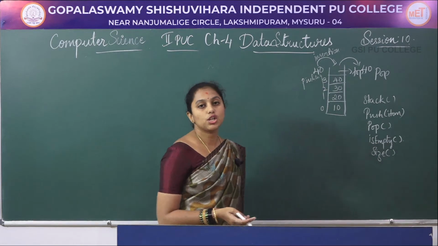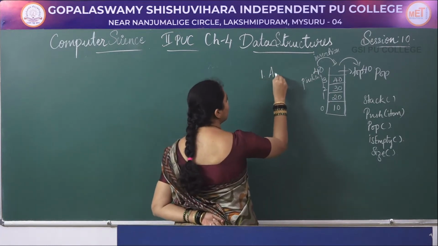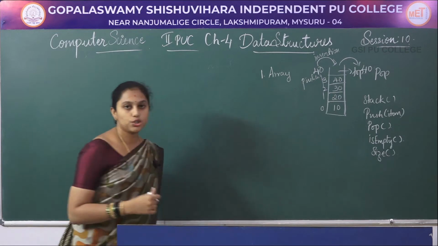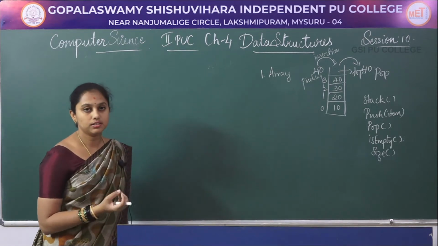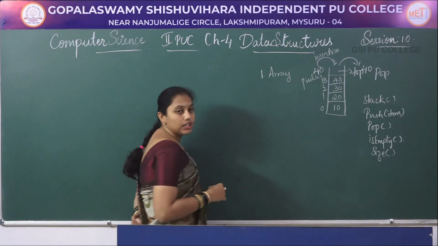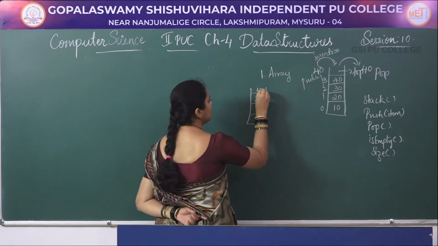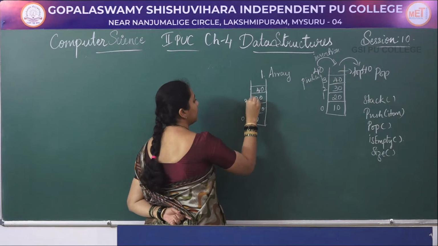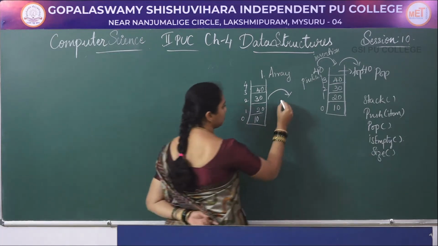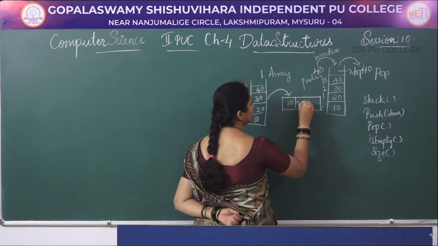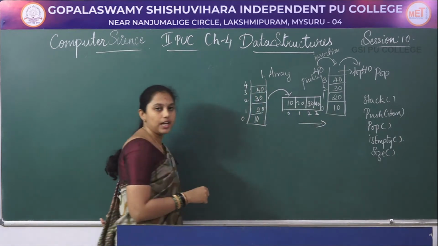When it comes to the representation of stack, there are two types. The first one is array representation of stack. In array representation of stack, the size of the array is fixed. So here we are storing the items of stack in an array. See, the stack contains 10, 20, 30 and 40 as its items. So we are representing the stack in terms of an array. So the array grows in this direction.